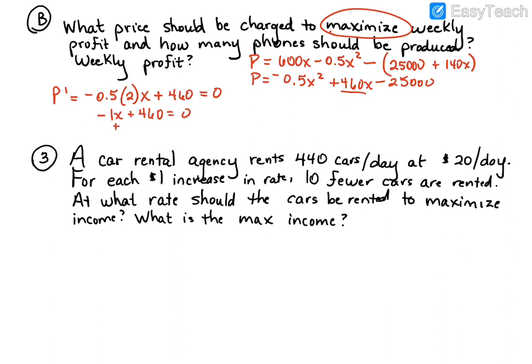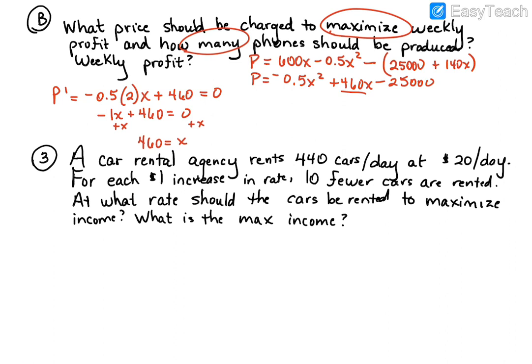I'm going to move x to the other side, save myself some steps. So there is the number of cell phones that have to be produced. So that answers that question, how many should be produced? And that is 460.